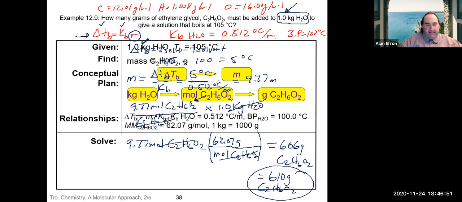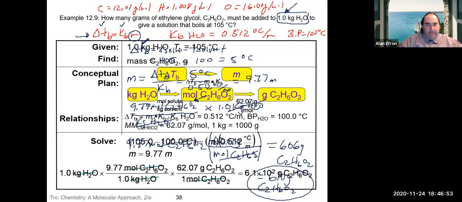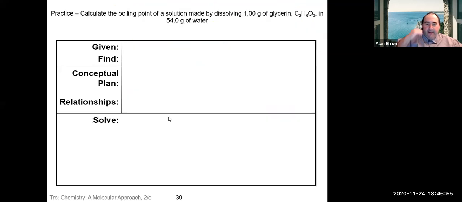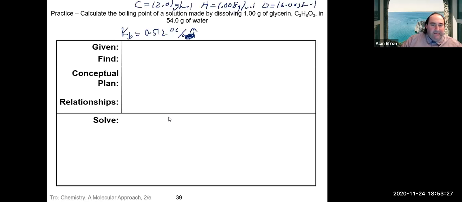Then let us take a look at another one here while we're on a roll doing a bunch of these. Let's calculate the boiling point of a solution that's made by dissolving 1 gram of glycerin in 54 grams of water. Again, same values that we've used before. Since we're dealing with boiling point, we should think about our boiling point formula here.